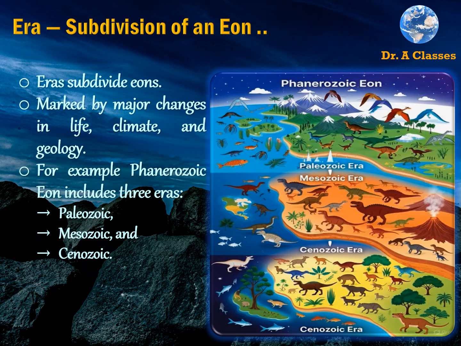For example, within the Phanerozoic eon, the time of visible life, we recognize three major eras: the Paleozoic era, when marine life flourished and plants and animals first moved onto land; the Mesozoic era, famous as the age of dinosaurs and the breakup of the supercontinent Pangaea; and the Cenozoic era, the age of mammals, during which modern ecosystems and humans emerged. These eras help us trace the unfolding story of life and Earth through deep time.